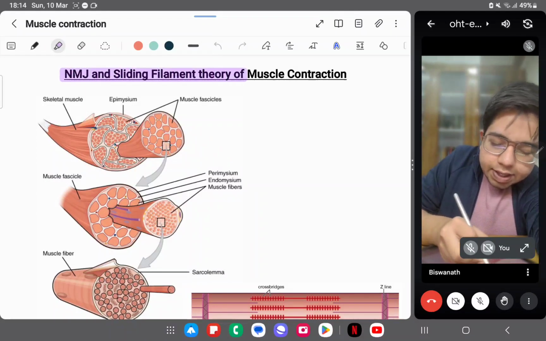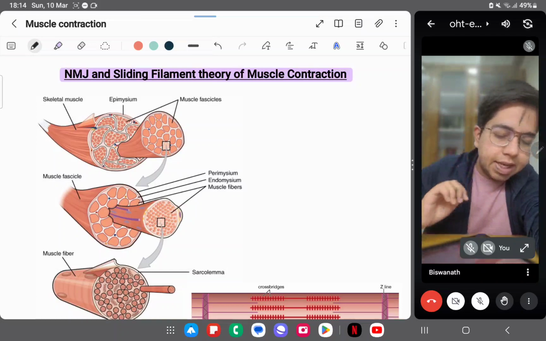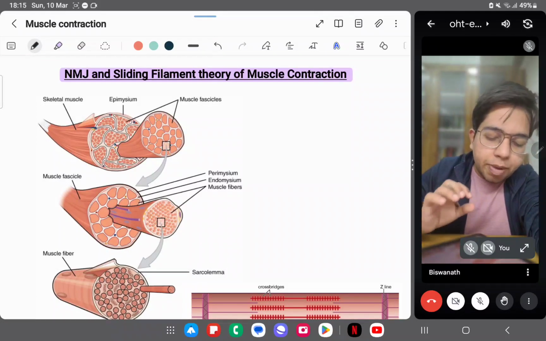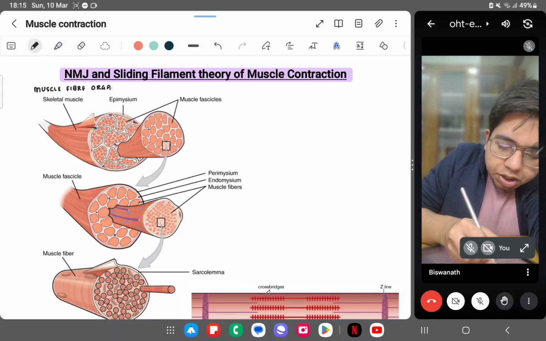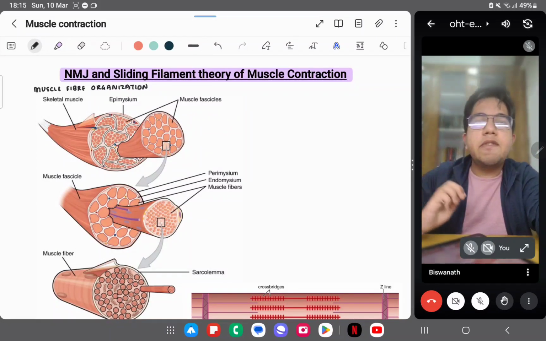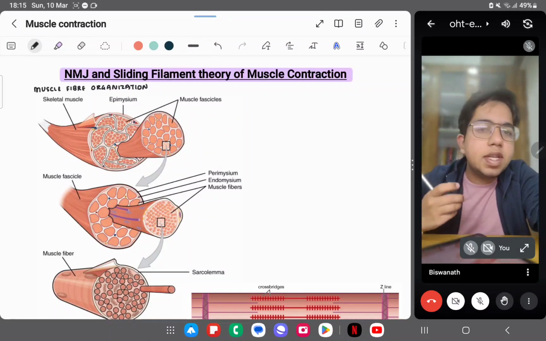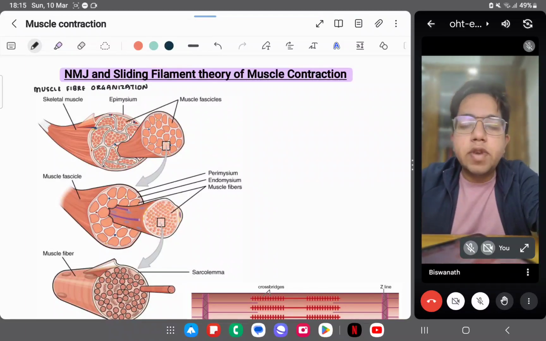So we are discussing the NMJ and sliding filament theory of muscle contraction today, basically. But the topic we are starting is the basic muscle fiber organization. We are discussing the organization of a muscle fiber, how a muscle fiber is organized so as to facilitate muscle contraction. Okay, so we are discussing this.